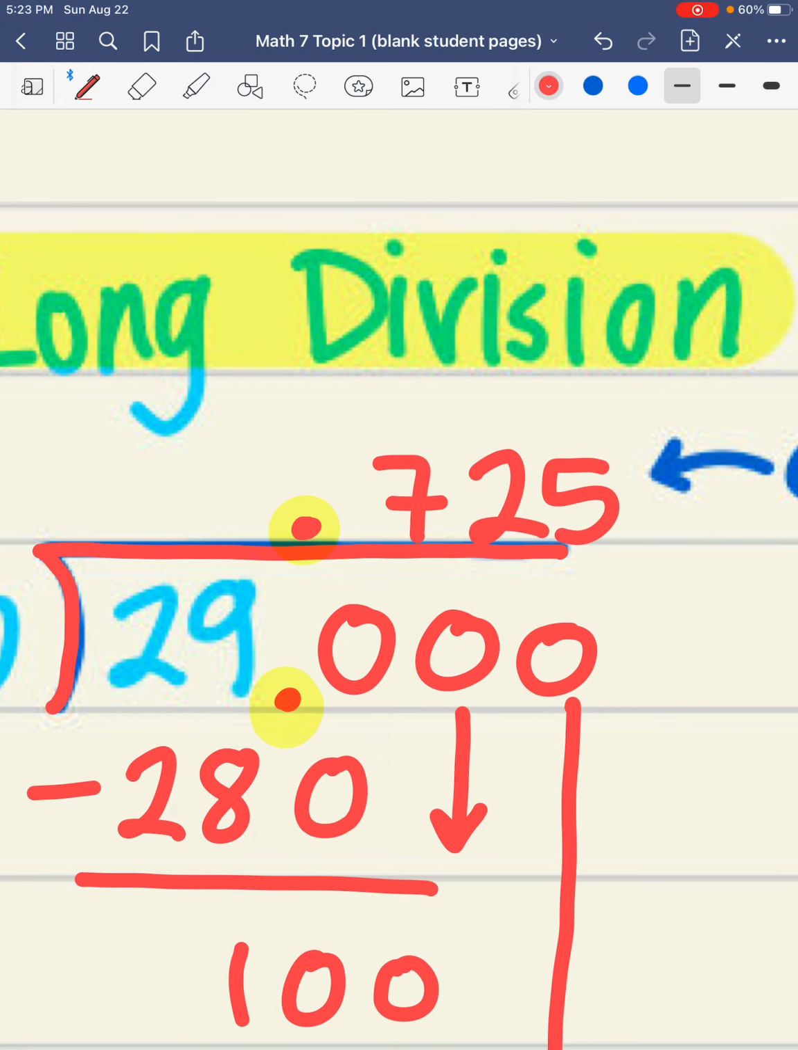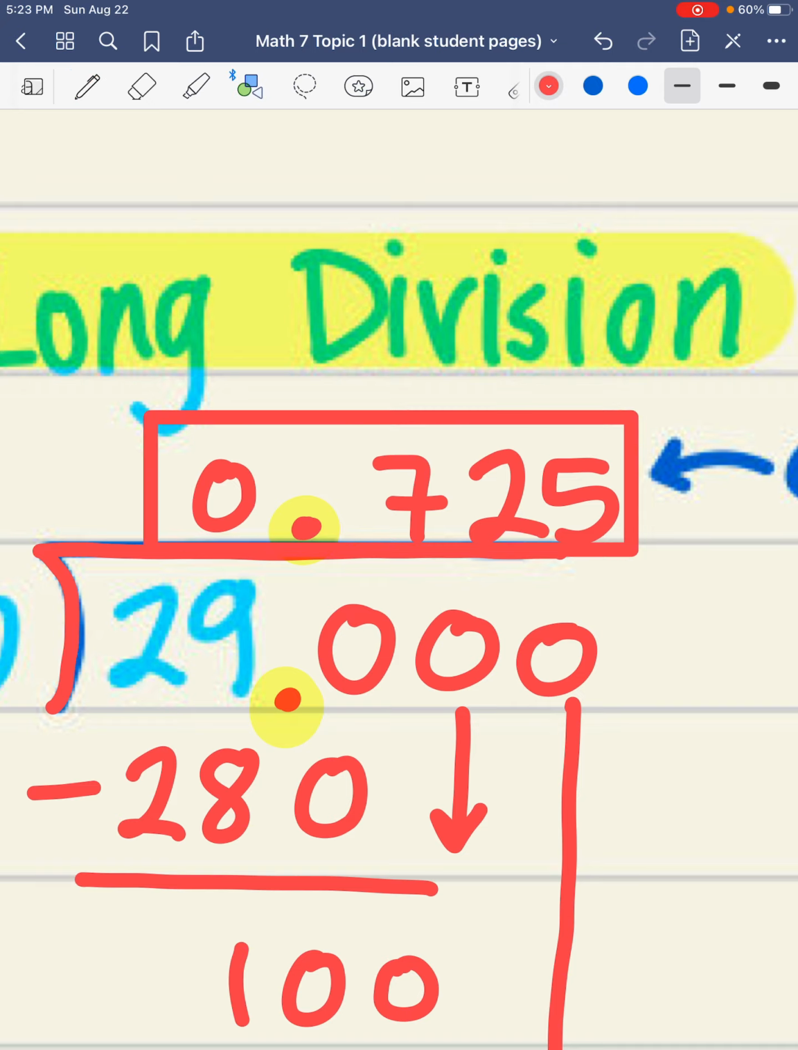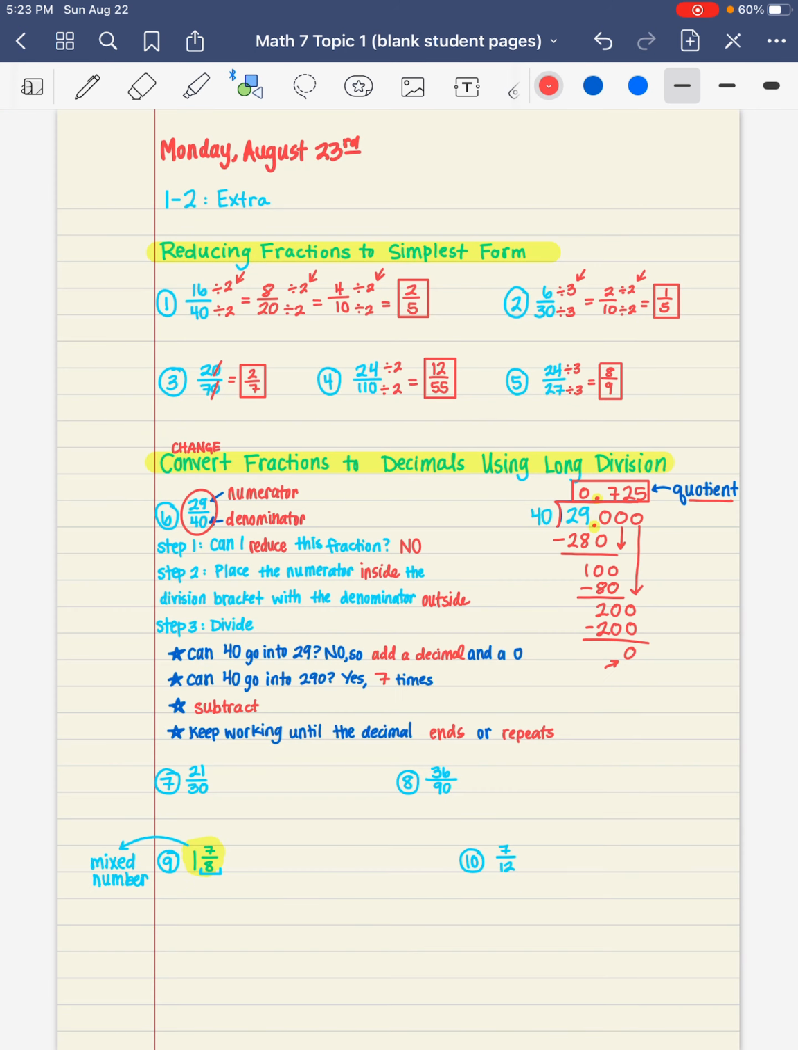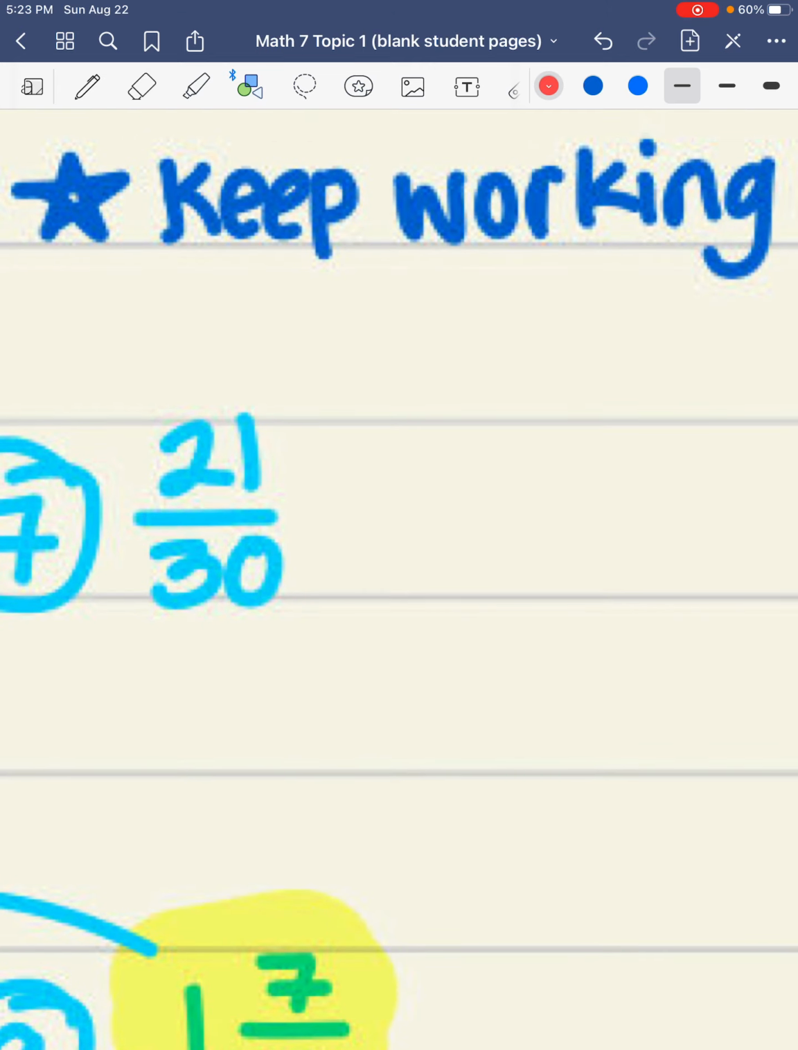So our decimal equivalent for 29 over 40 is 0.725. Let's keep practicing. So for number 7, we have 21 over 30.